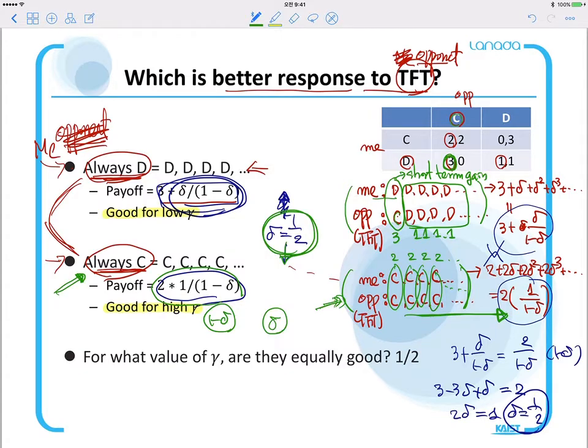But again, I'm still not talking about the equilibrium, subgame perfect Nash equilibrium or Nash equilibrium, whatever. I just compare the strategy of DDDDD and CCCCC as a response to my opponent's strategy, which is tit for tat, in order to see the trend of what would be the better strategy against the tit for tat strategy.